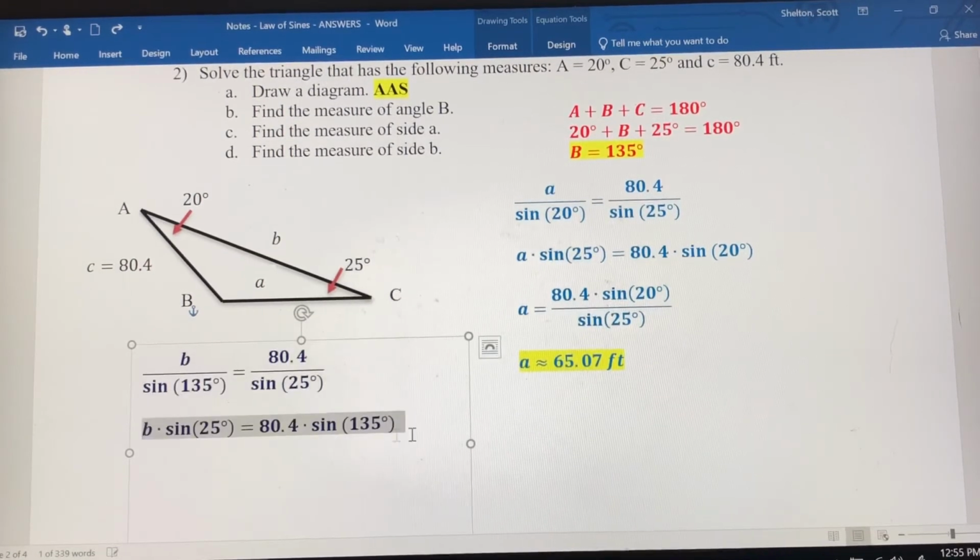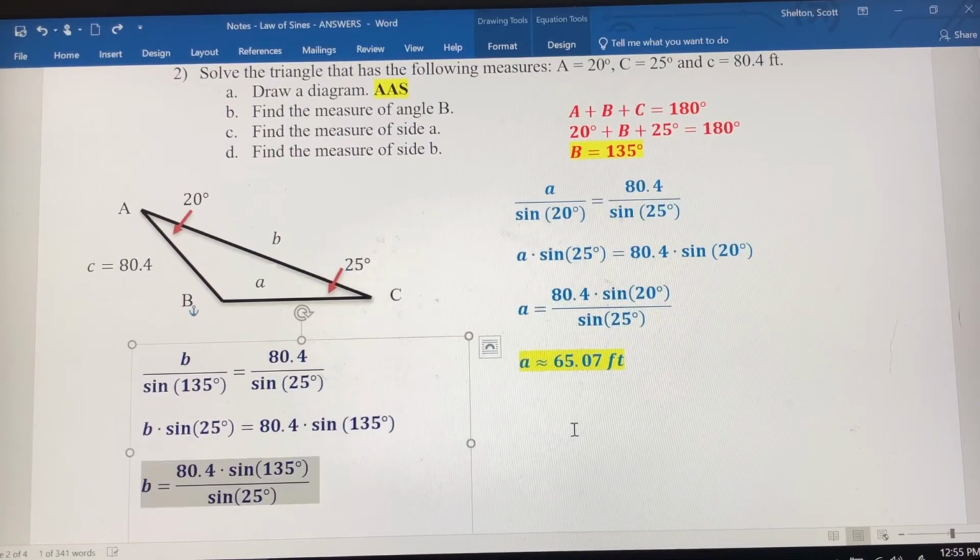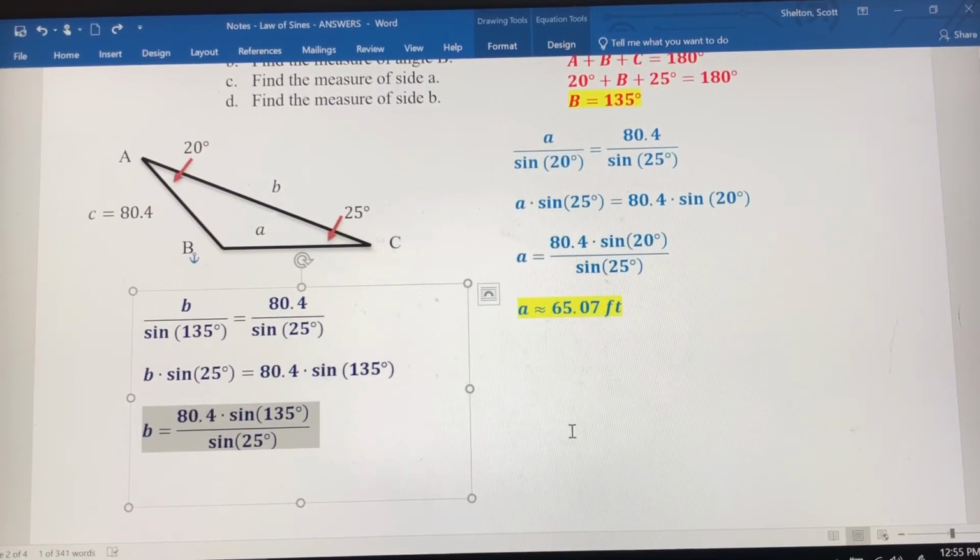Cross multiply. Divide both sides by the sine of 25. Then we use our scientific calculator to get a value for B, 134.52 feet.